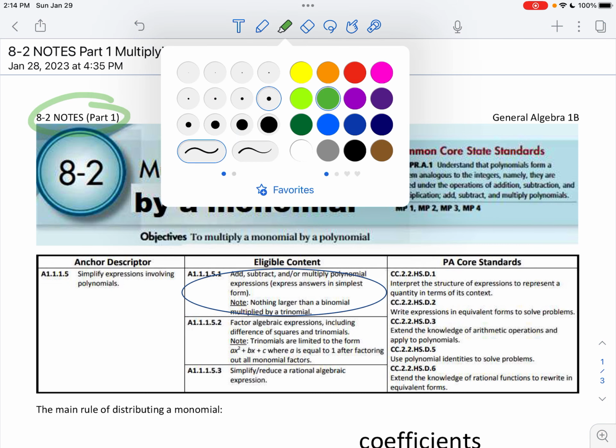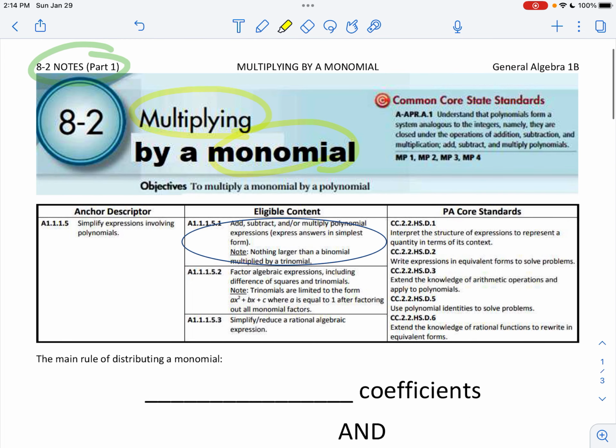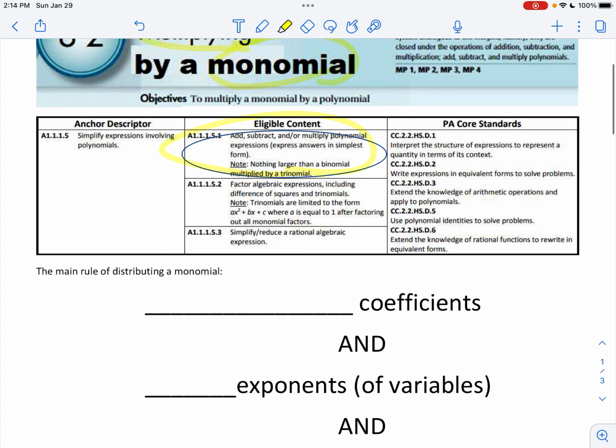So we're going to start right here and we're going to multiply a polynomial by a monomial. Okay, and you can see we're still in the same eligible content that you're going to see on the keystones. When we multiply, you can see that keyword multiply polynomials. So here is the main rule for distributing a monomial.